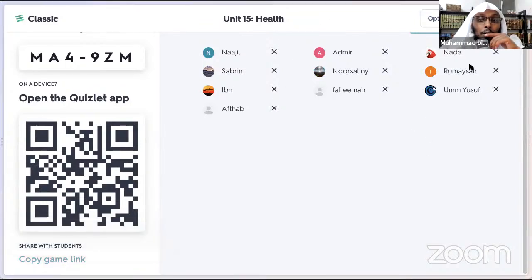We have in total, how many people is that? 4 plus 6, 10, 11. We got 13 of you in here. Now we have 12 of you in here. Still one person, my test. We got 13 of you now. Shall we start? Anyone missing?